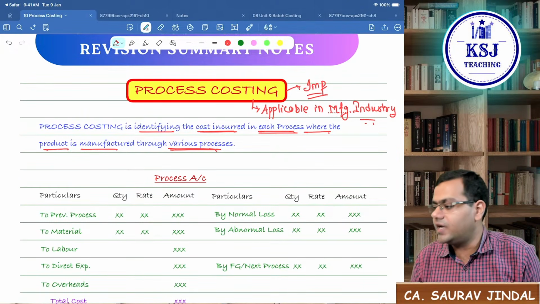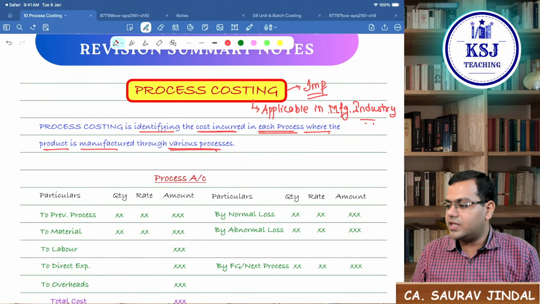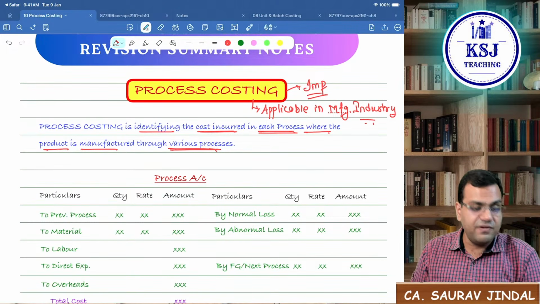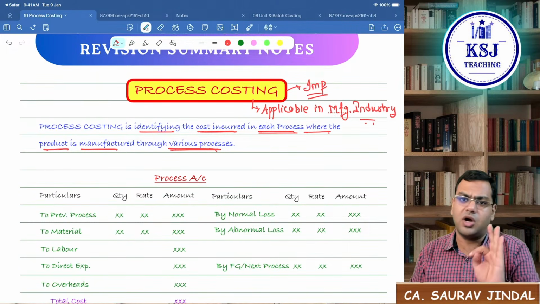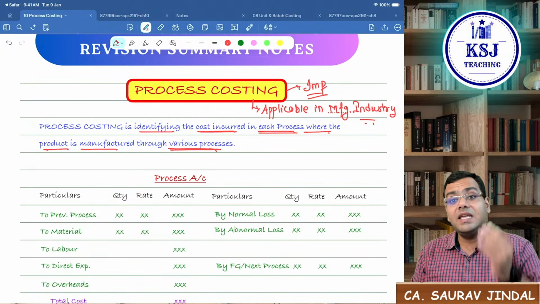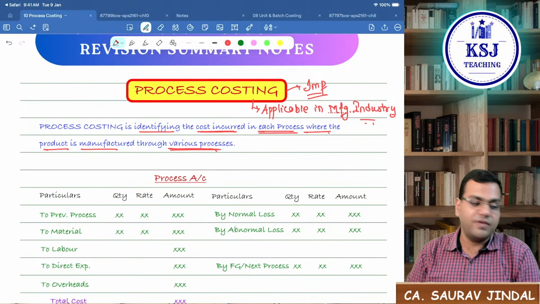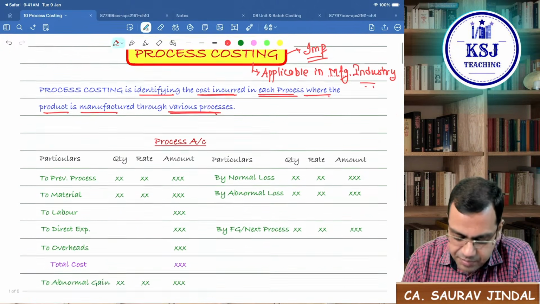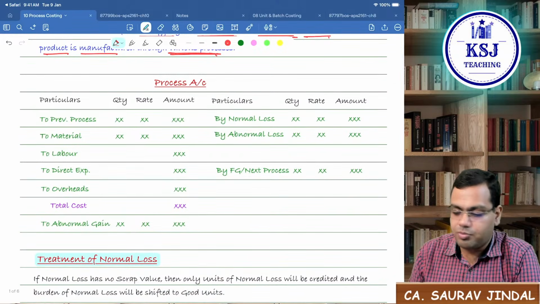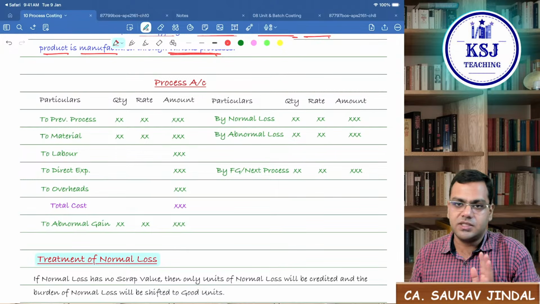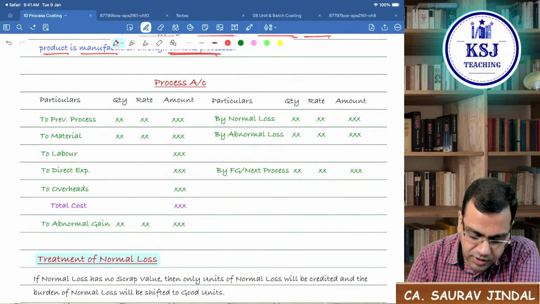Now we want to find out what is the cost incurred in each process. In every process, there will be a certain cost. Broadly, three types of cost will be there: material cost, labor cost, and overhead cost. In each process, what is the cost? That is what we want to know. For that, we prepare a process account. A process account is prepared for every process: process 1, process 2, process 3.